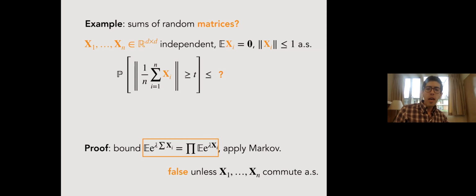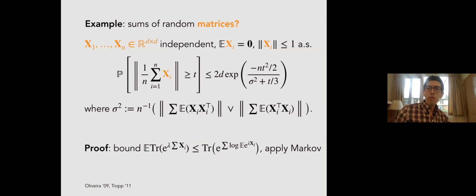And as I was about to say, that's why it was a breakthrough from about 10 years ago, due independently to Oliveira and Tropp, showing that you can recover something that looks essentially exactly like the scalar concentration bound in the matrix setting. Just to parse what we see here, notice that apart from the factor of d in the tail bound, which is right here, all of the terms look exactly the same.